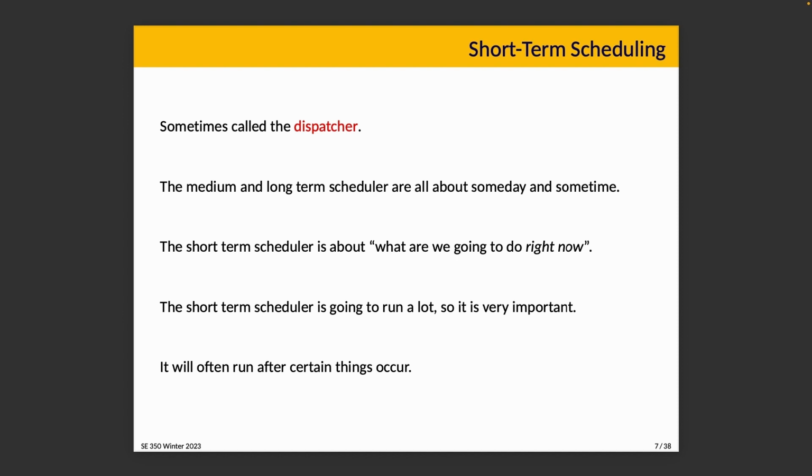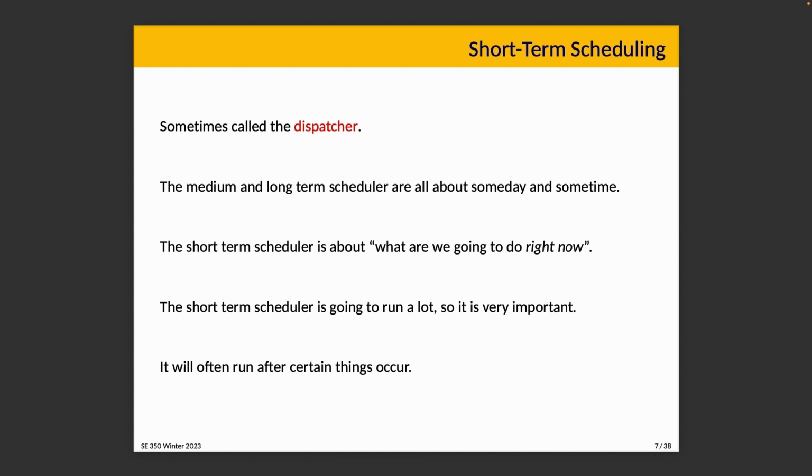And short-term scheduling is also sometimes called the dispatcher, and it's not about someday and sometime and whatever. It is what we're going to do right now. And the short-term scheduler is going to be invoked by the operating system a very large number of times. Anytime something gets blocked, anytime a time slice is expired, anytime we need something to do, we're going to invoke the short-term scheduler. So it's very important we do a good job, right? Just choosing randomly or whatever might be simple to implement, but it's going to cause quite a headache.